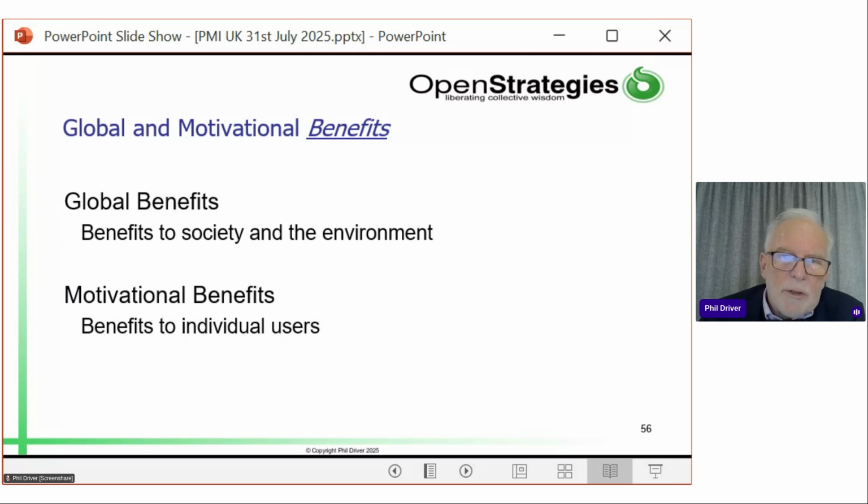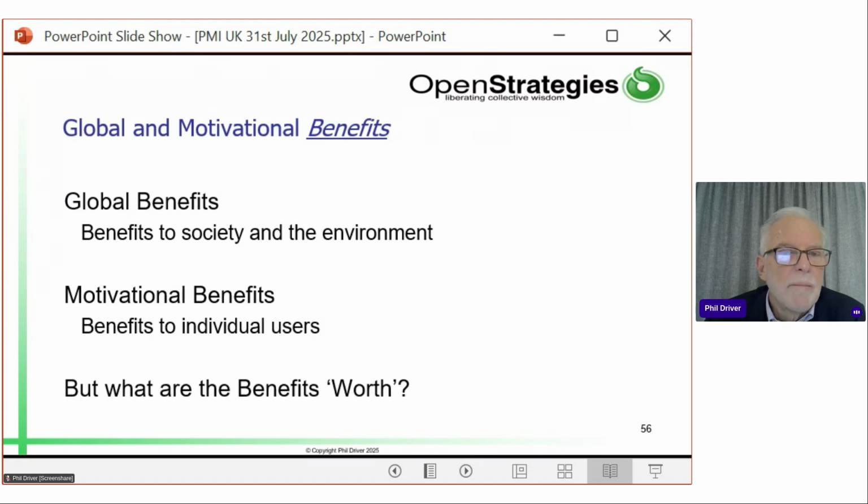Motivational benefits, I use that phrase to mean benefits to individuals. And I'm using the words global and motivational very deliberately. Again, we've tried all sorts of different words. To be grammatically consistent, I should probably call them global benefits and local benefits. But the word local doesn't capture the concept of motivational, which turns out to be absolutely crucial, as we will now have a look at. So we can have these two types of benefits, and this is really important. But not only do we need to know what the benefits are, how they're described, we need to know what they're worth.